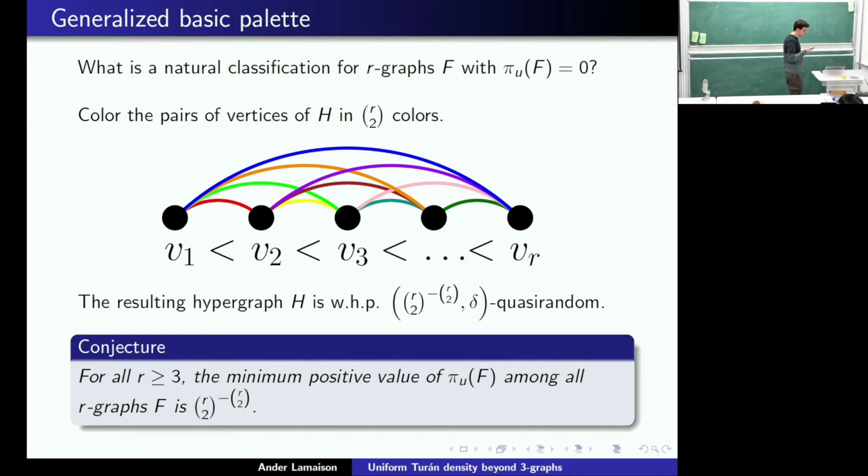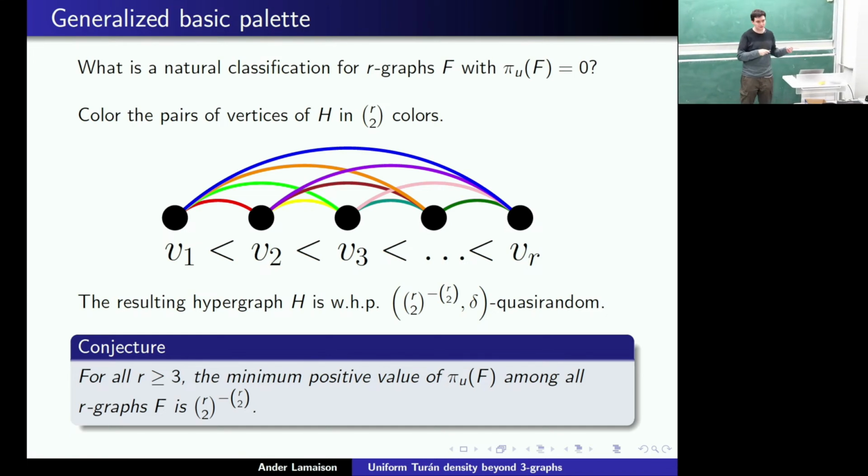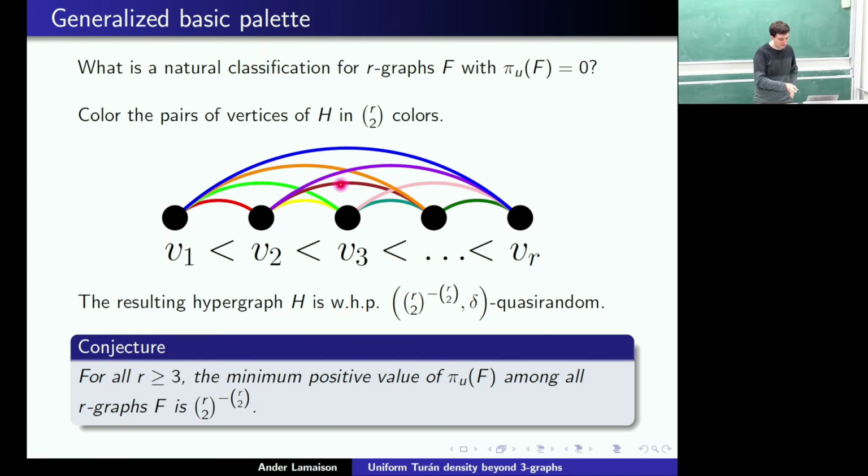And just like before you used 3 colors, now you should be using r choose 2 colors. And you want to essentially force that each pair of vertices in any edge gets one of each color, and that they always come in the same order. So let's say that here the color red is always going to come between the first and second vertex. The color green is always going to come between the first and third vertex, and so on.